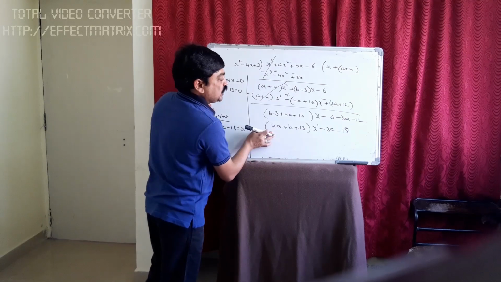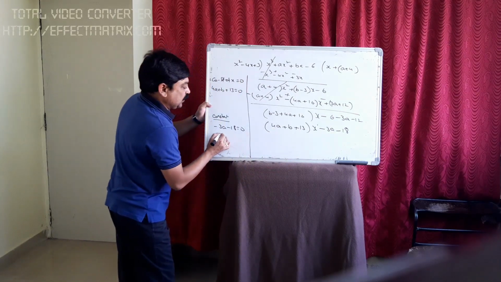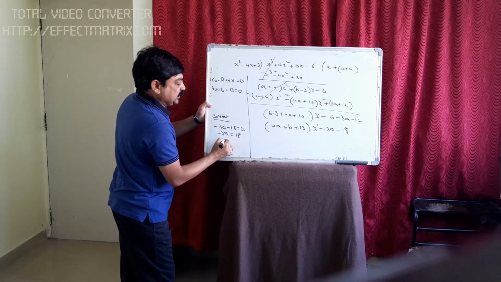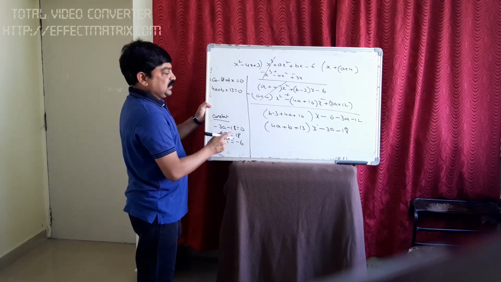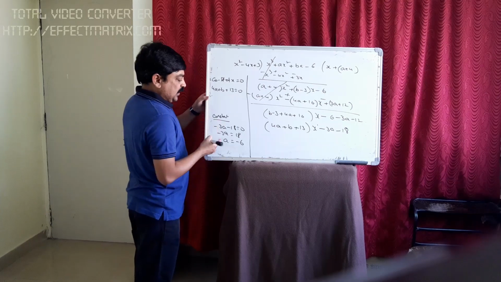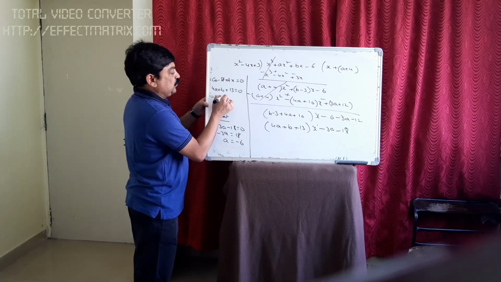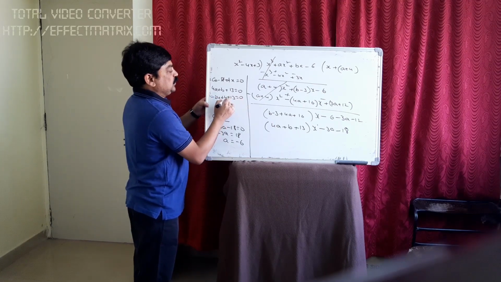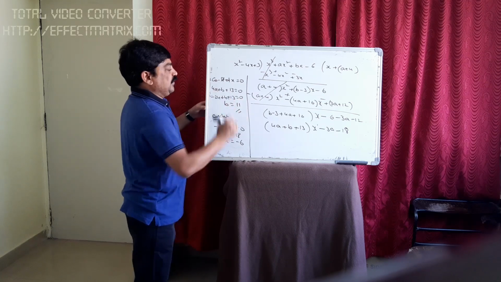See, the x coefficient should be 0, and this should be equal to 0. Minus 3a is equal to 18, a equal to minus 6. Now come here, substitute here. a is minus 6, so minus 24 plus b plus 13 equals 0. So b is equal to 11.